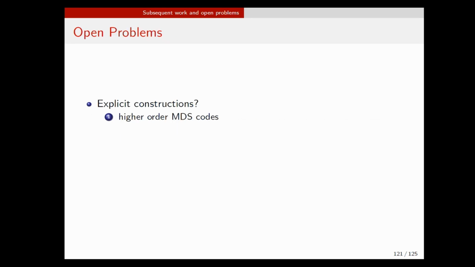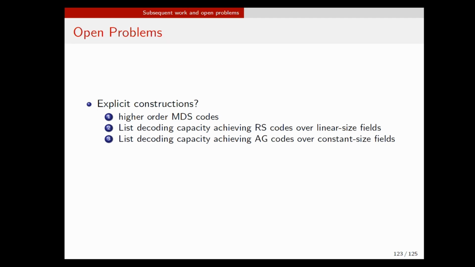But let me now mention some open problems. Most of the constructions are still randomized. We don't have a completely explicit construction. Can we have a completely explicit, small field size construction for higher order MDS codes? Can we get explicit constructions of Reed-Solomon codes over linear size fields, so get rid of this random sampling of evaluation points and actually get an explicit set of points? Similarly, for AG codes, can we remove the last bit of randomness?